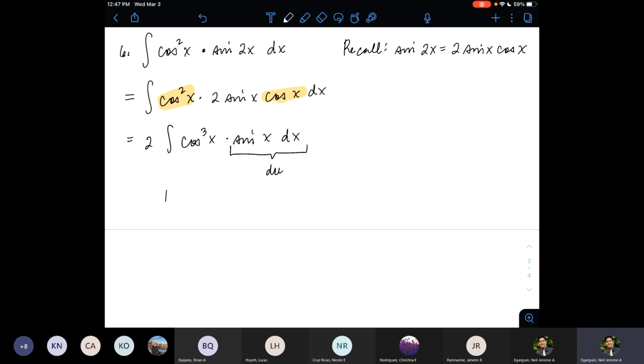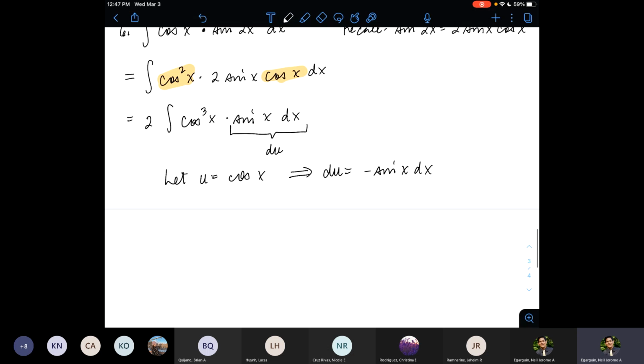So at this point, I can simply let u be equal to cosine x, right? Because remember, I am reserving the du to be something that involves sine x, but there's a missing minus sign there, which is not a big issue. So now we'll have negative 2 integral of u cubed du. So this is minus 2 u to the fourth all over 4 plus the constant c.